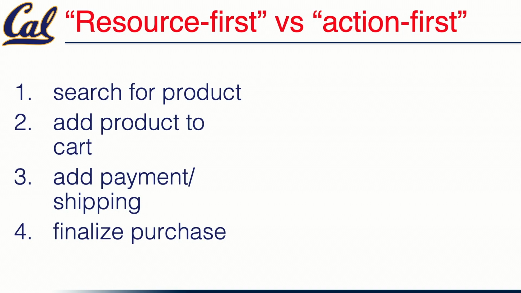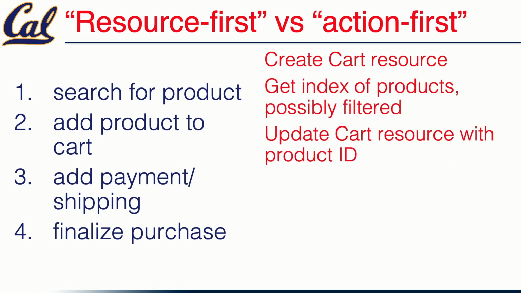So if I go to a resource-first view, I might say, first of all, when the user arrives, they haven't put anything in the cart. So I'm going to create a cart resource and just mark the cart as empty because I'm going to need it later. Then searching for a product, what does that mean? Well, I can get an index of products.